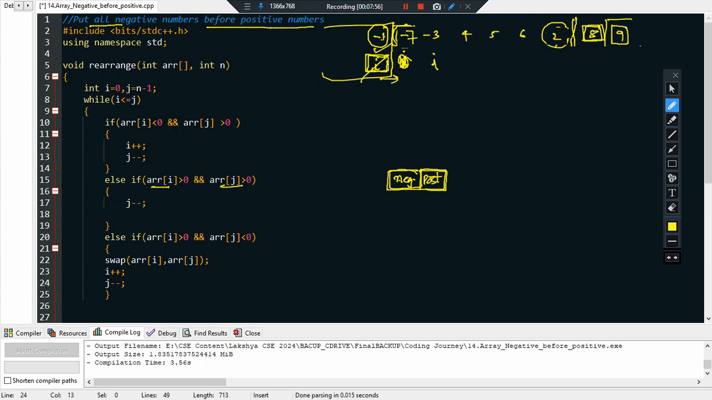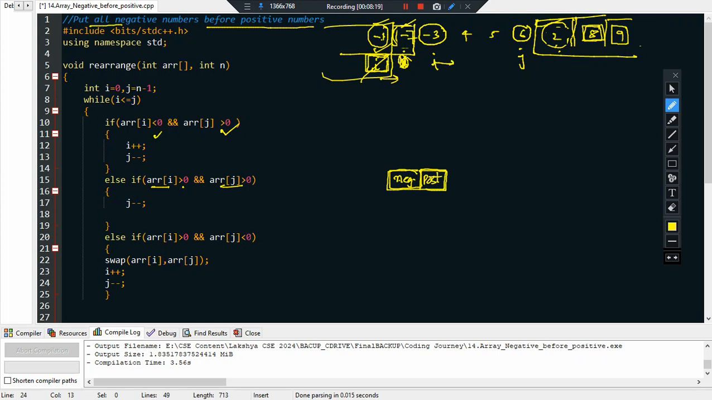J, which was pointing to this index, will now point to j index, which means that this is in the correct position, and this will prove that this is also in the correct position. Now i is again pointing to a negative element, j is pointing to a positive element, and we know that if this is the condition, if i is pointing to a negative element, and j is pointing to a positive element, so what is the meaning?